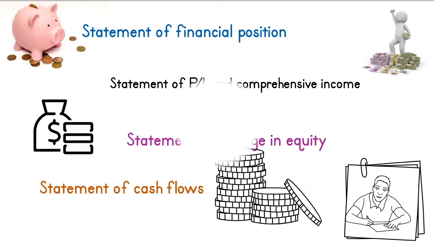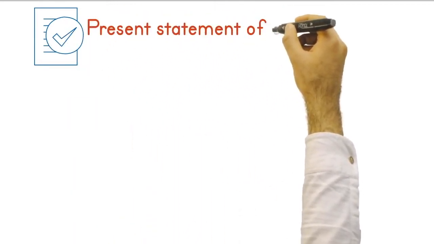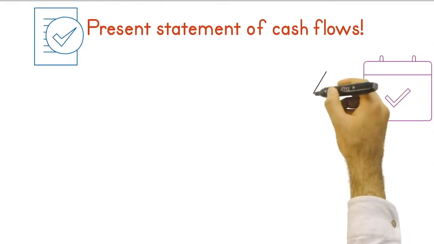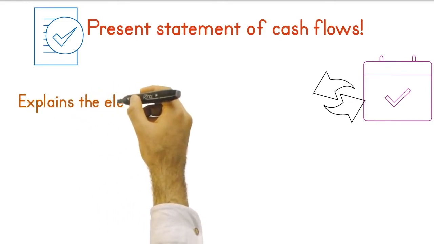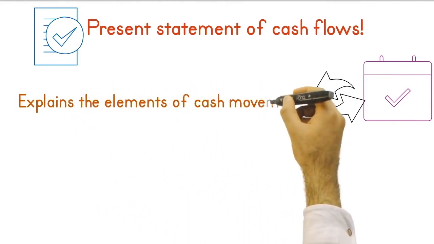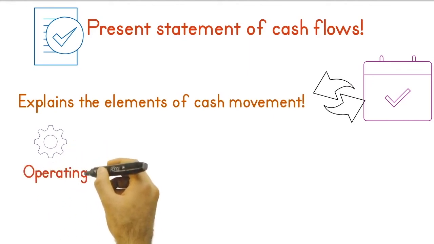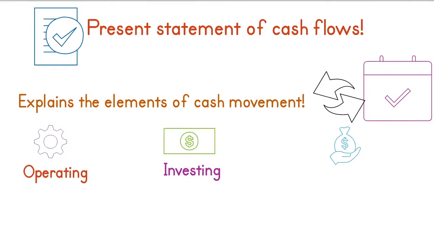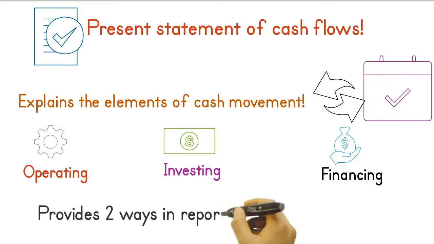this video. So what is the function of the cash flows statement? Well, firstly, it requires entities to present the change in cash and cash equivalents in the form of a statement of cash flows. Secondly, it explains the elements of cash and cash equivalents and their cash movement. Thirdly, it prescribes the cash flows as either operating, investing or financing activities. Lastly but not least, it provides two methods in reporting of operating activities, direct and indirect method.